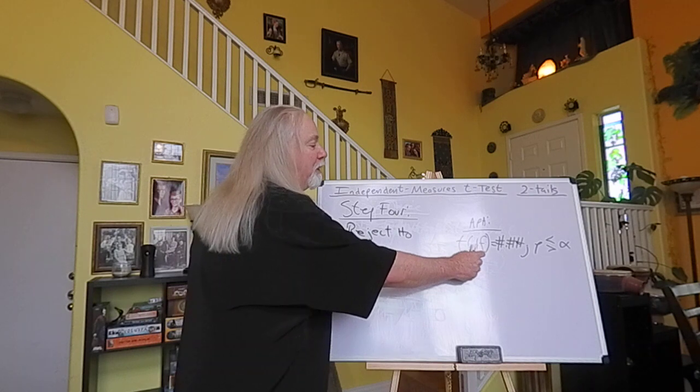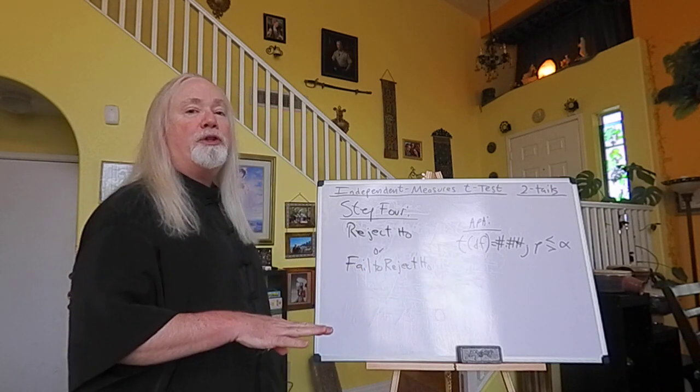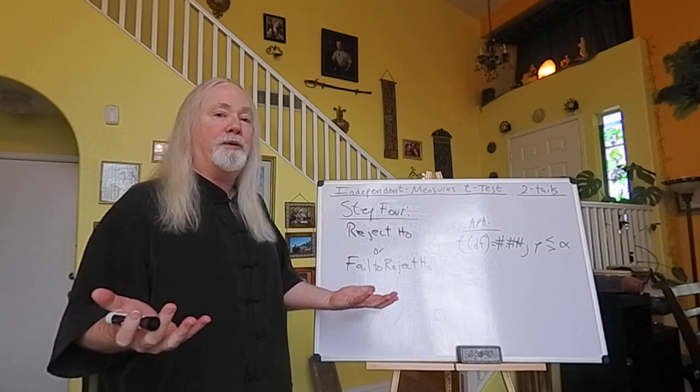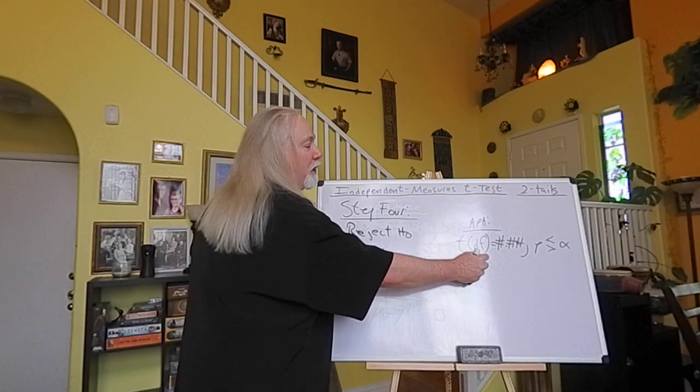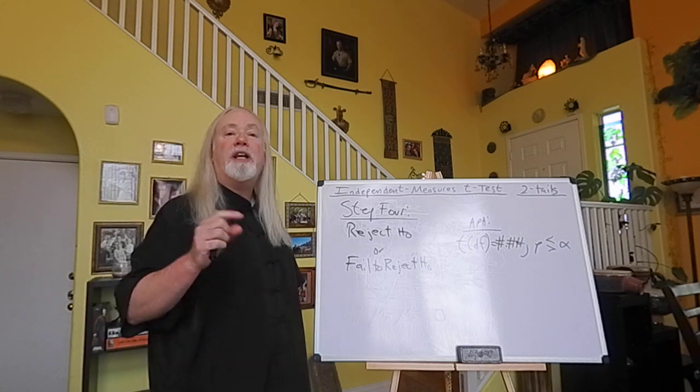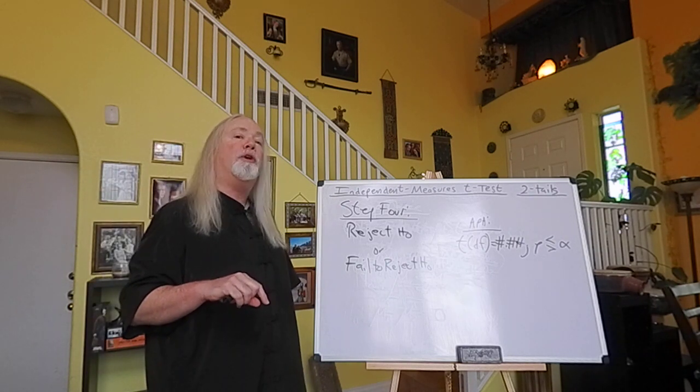Just remember, this degrees of freedom value here is the one from step 2, the combined one. Degrees of freedom from sample 1 plus sample 2 put together. That's the one we're going to see right here. So those are our 4 steps. In the next video segment, we will go ahead and walk through an example.